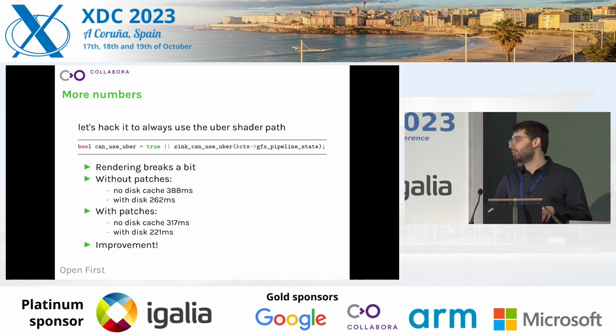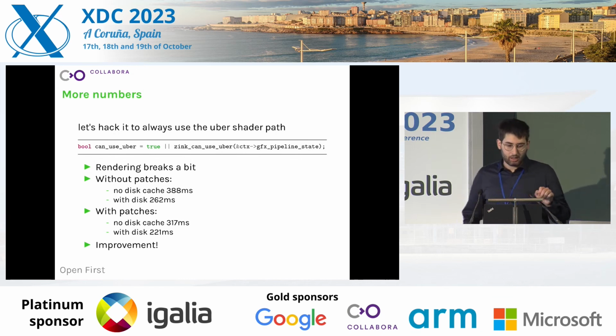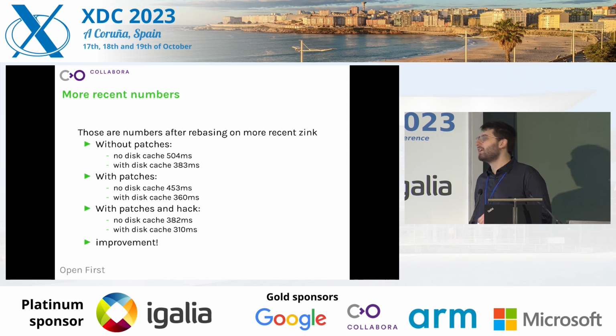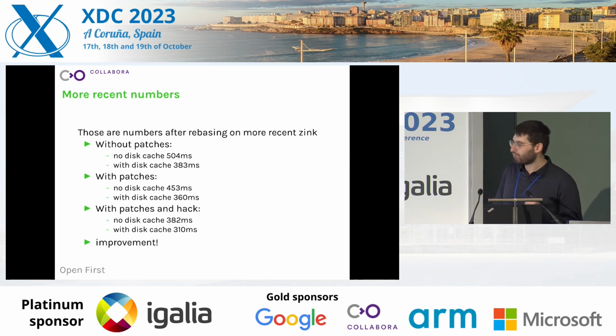In this case, I've disabled this cache from Zink entirely. We go from 288 milliseconds to 317 without this cache, and with this cache we go from 262 to 221, so it's a small improvement. And I've actually rebased this patch recently, and apparently Zink has actually kind of regressed in a way. So now, even without the ACK that I mentioned, so even without using the Uber shader in all cases, we still get 50 milliseconds improvement. And with the ACK we get pretty much 200 milliseconds of improvement.